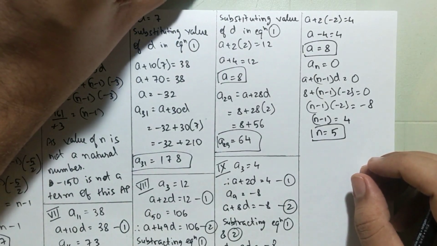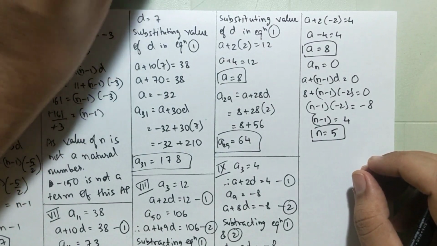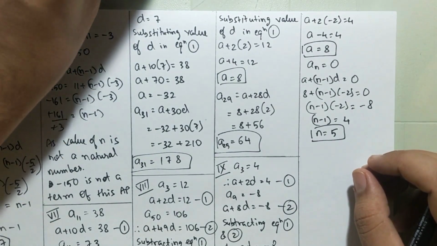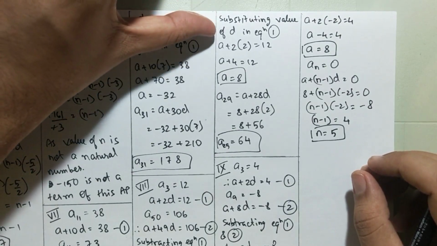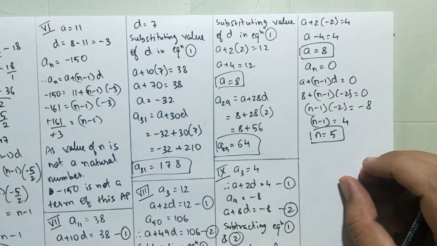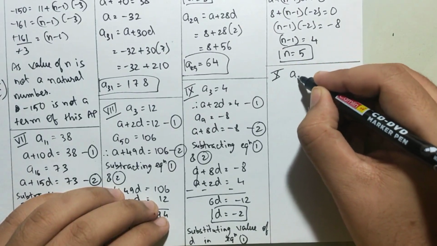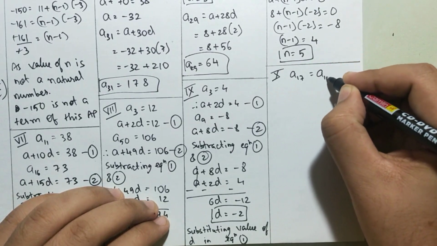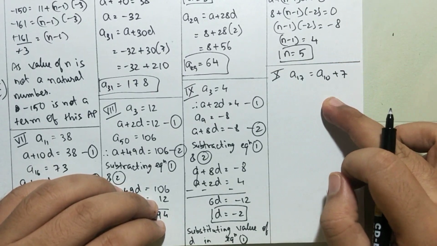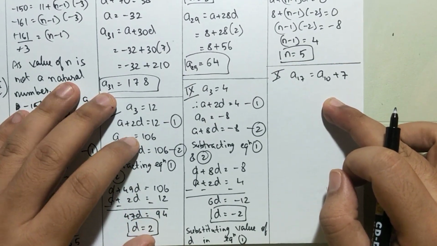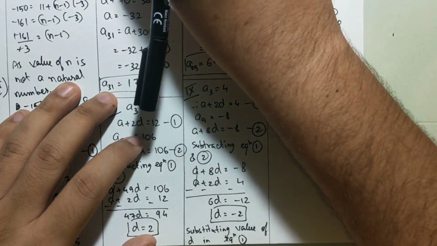10th question, that will be the last question of today. The remaining questions will be done in the second part of this exercise. The 17th term of an AP exceeds its 10th term by 7. That is, the 17th term is 7 greater than the 10th term. Find the common difference.